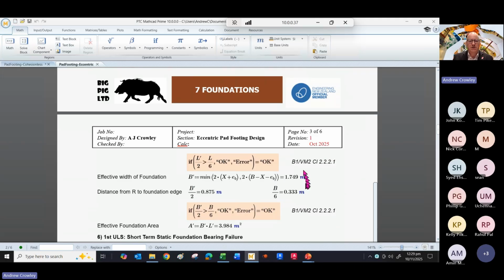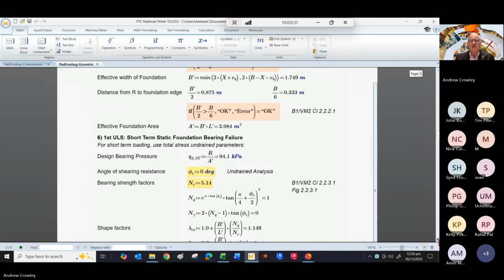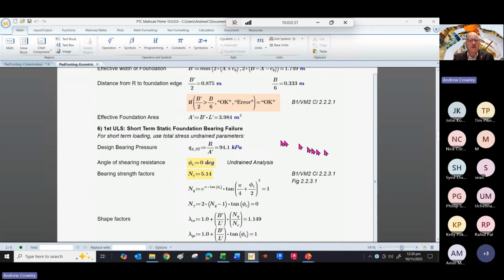And in both cases, we can check whether the eccentricity has meant that the resultant load is still within the middle third. So we've got a relatively balanced foundation. And if it isn't, you need to redesign your foundation dimensions to suit.